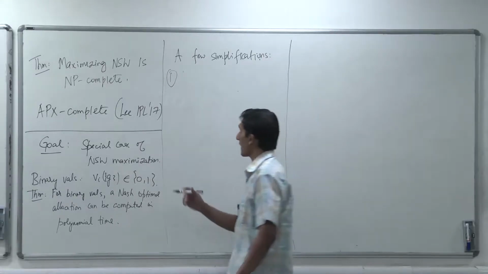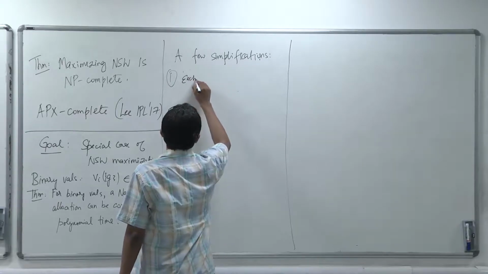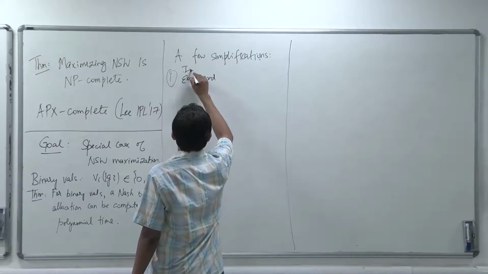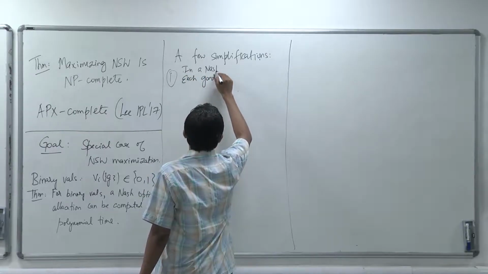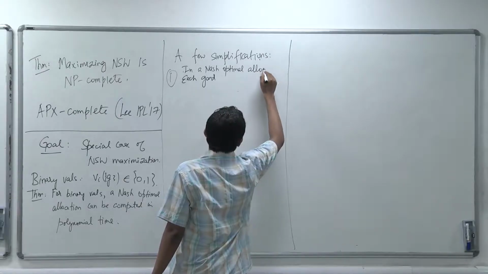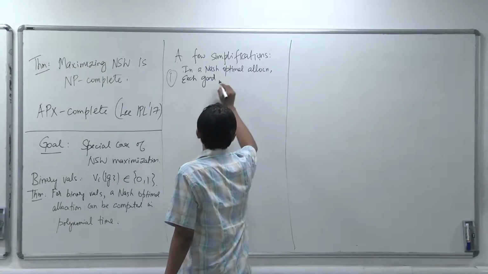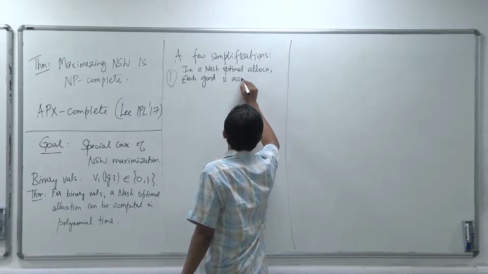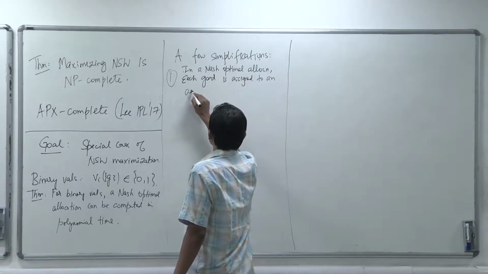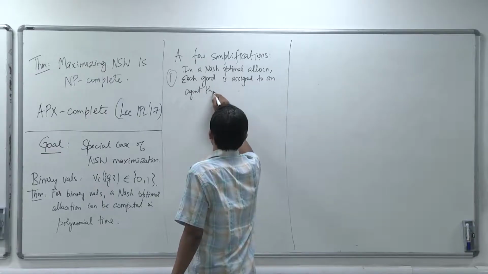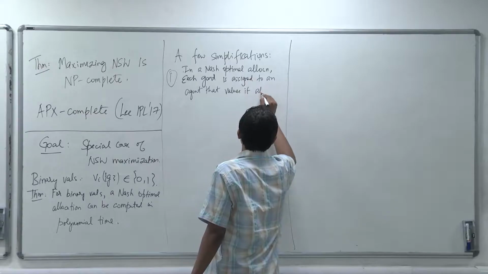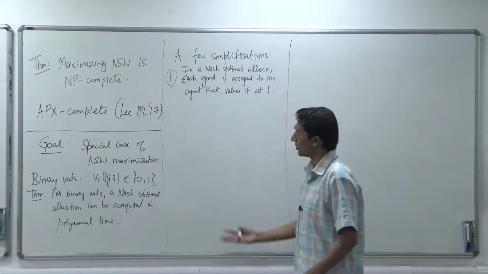right? So each good in a Nash optimal allocation is assigned to an agent that values it at one, at a non-zero amount.